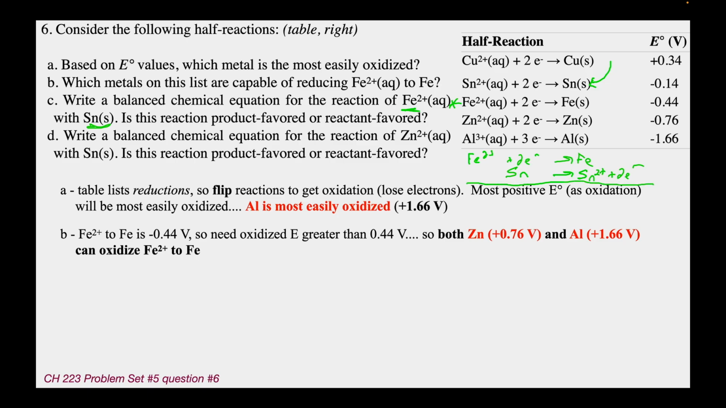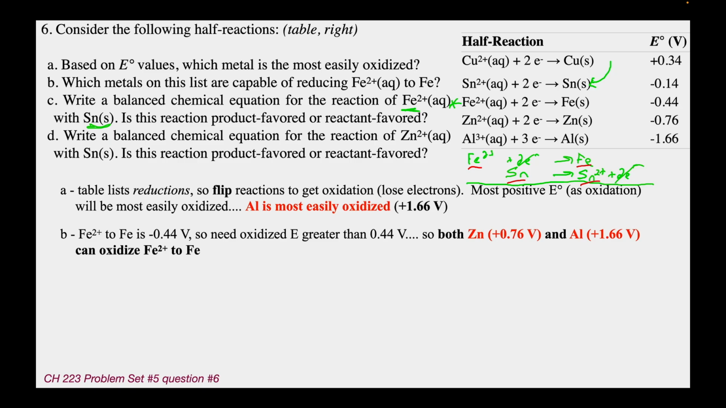If you combine these, you can see how the electrons will cancel, which is good. We don't want to show any electrons. So the balanced reaction then will be iron 2 plus and tin metal, making iron metal plus tin 2 plus. So that will be the overall balanced reaction.